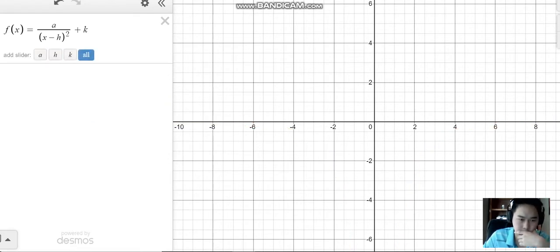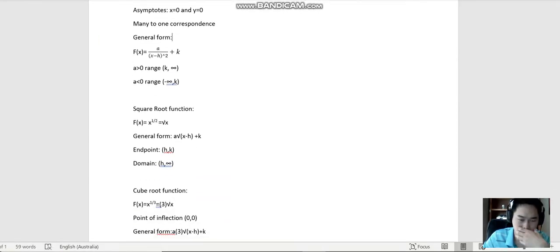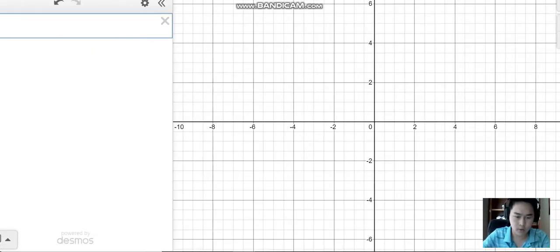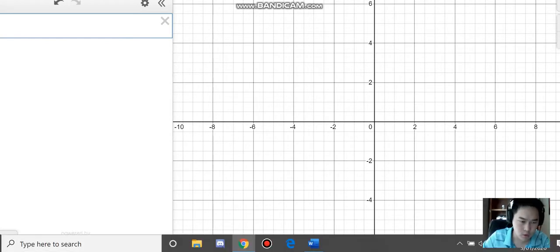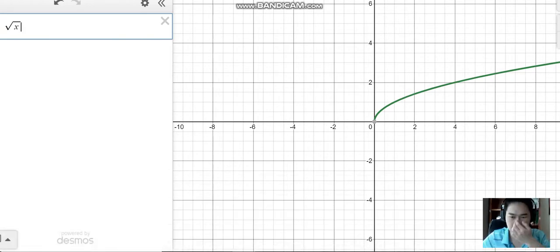Right, next function, the square root function. So this is x raised to a fraction, 1 over 2, so the square root of x. And if we just graph it out here, square root x. Okay, so this is what it looks like on its own. Right, and if you solve, instead of y equals x squared, this is y squared equals x.